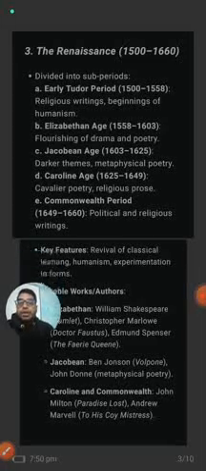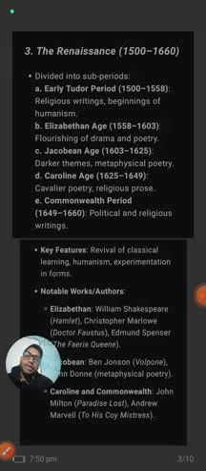Now we are talking about key features of the Renaissance. Revival of classical learning in the Renaissance. What was being done there? What was the importance of the Renaissance in the history of English literature? So revival, rebirth of classical learning. Classical means traditional learning, right? So that was also revived. Humanism was revived. Experimentation in forms, right? All these are the main best features of the Renaissance.